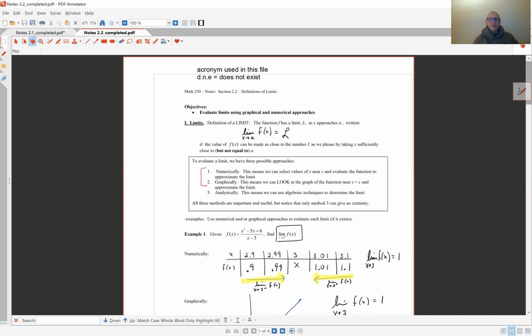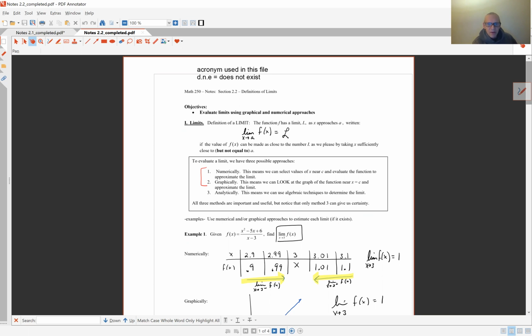So before we start, there's an acronym that you see in here a lot, DNE, and that stands for does not exist. If you haven't seen this notation before, you're seeing it now. We want to find the limit of f of x as x approaches a, and let's say that number is some real number L. We're going to learn how to calculate L, and there are a couple of ways we can do it.